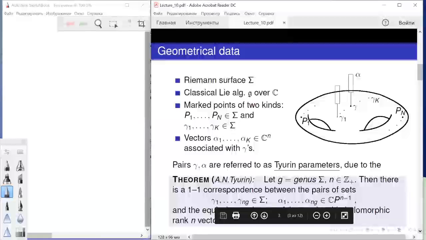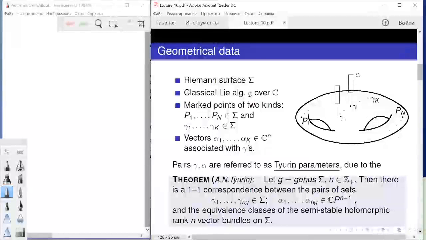What is the geometrical data which we need to define such kind of Lax operator? This geometrical data is as follows. First of all, this is a Riemann surface, which is denoted by sigma. Then, on this Riemann surface, we fix n points P1 and so on Pn, and another set of points, gamma 1 and so on, gamma k.